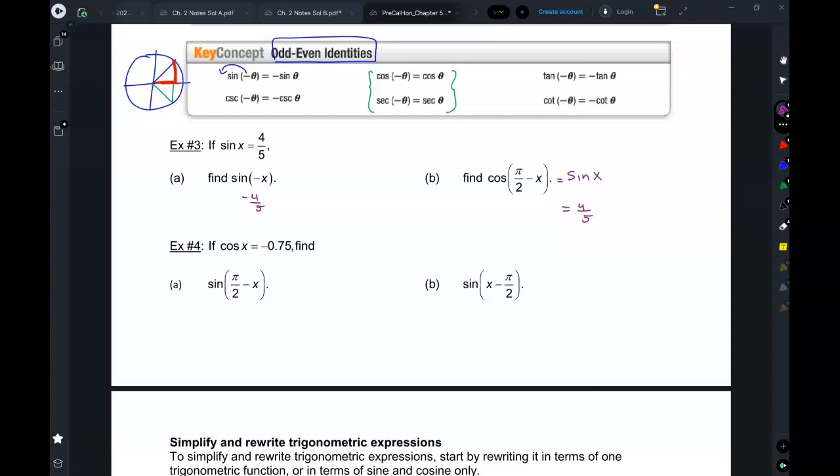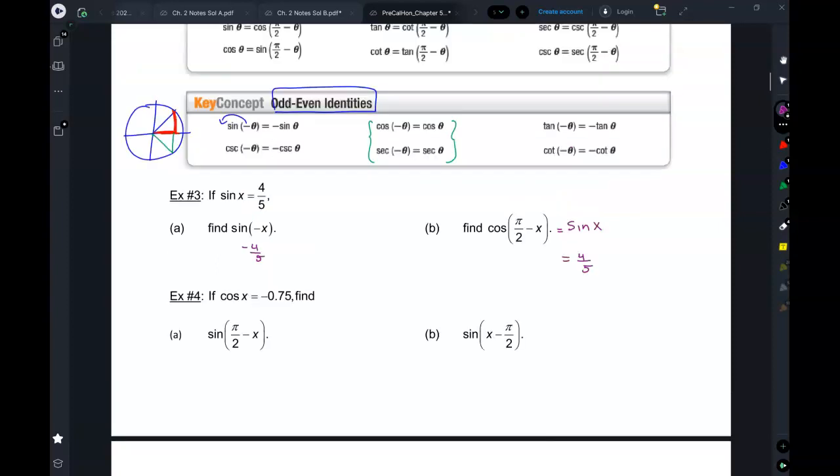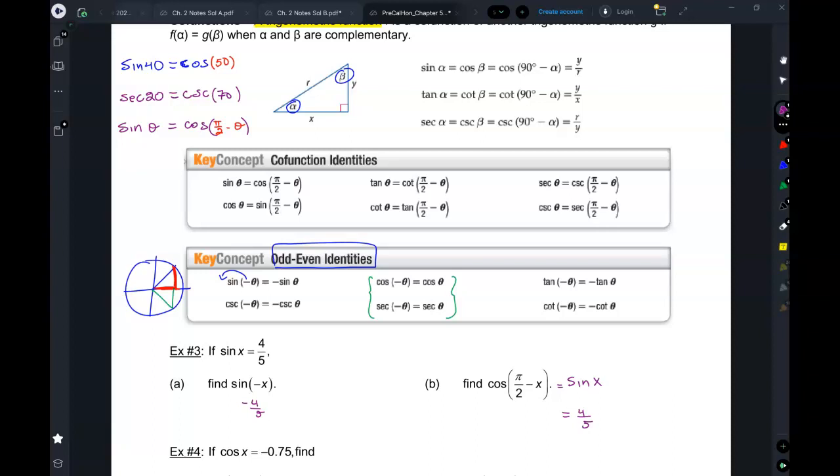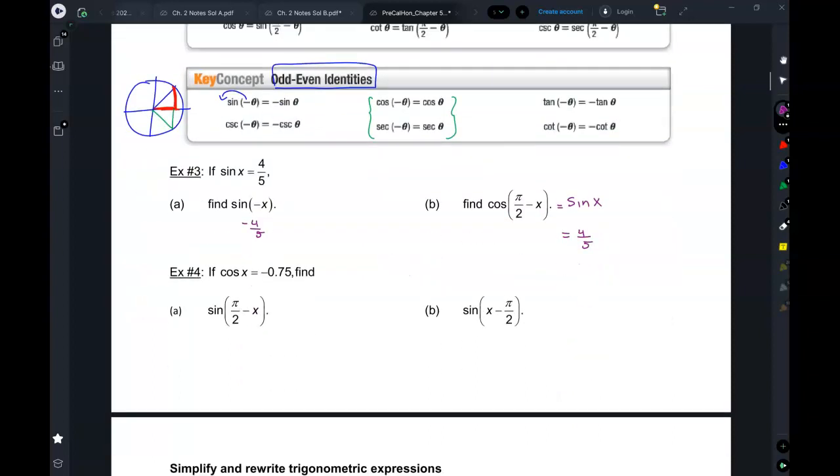If you have sine of pi over 2 minus x, would it equal cosine? Yes. That's what it says over here in this box. Oh, got it.